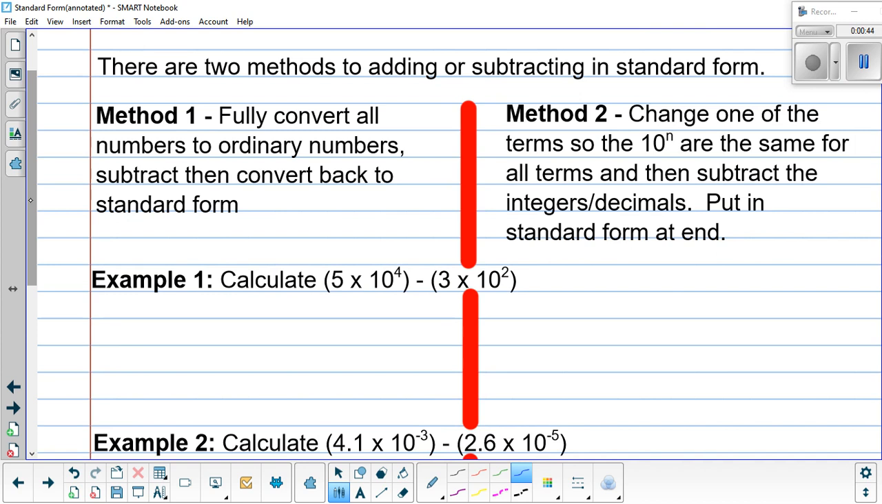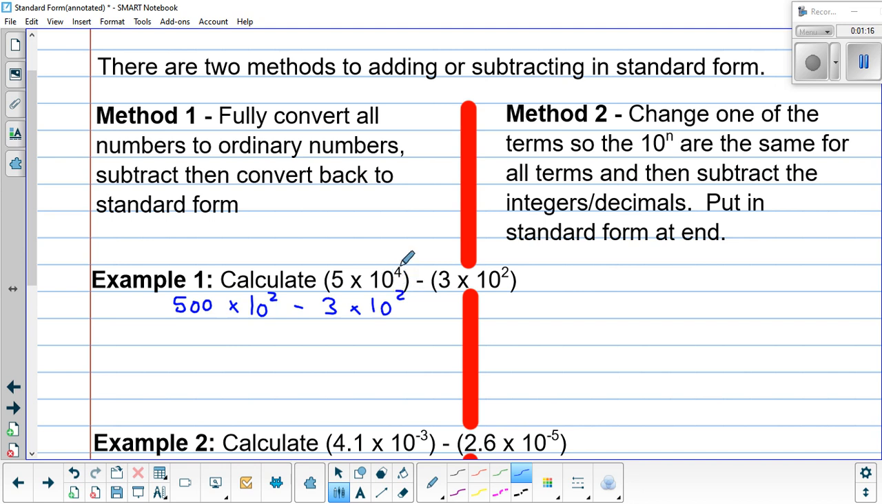So let's do method one with this question, 5 times 10 to the 4 minus 3 times 10 to the 2. So let's write them in terms of our lower power of n, so this is the 2. That means we have to break this up. So our 5 is going to become 500 times 10 to the 2. And we're going to subtract off 3 times 10 to the 2.